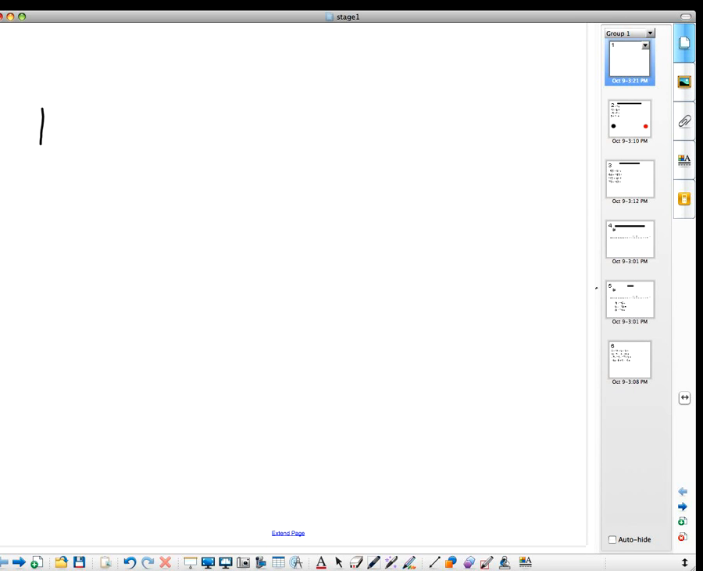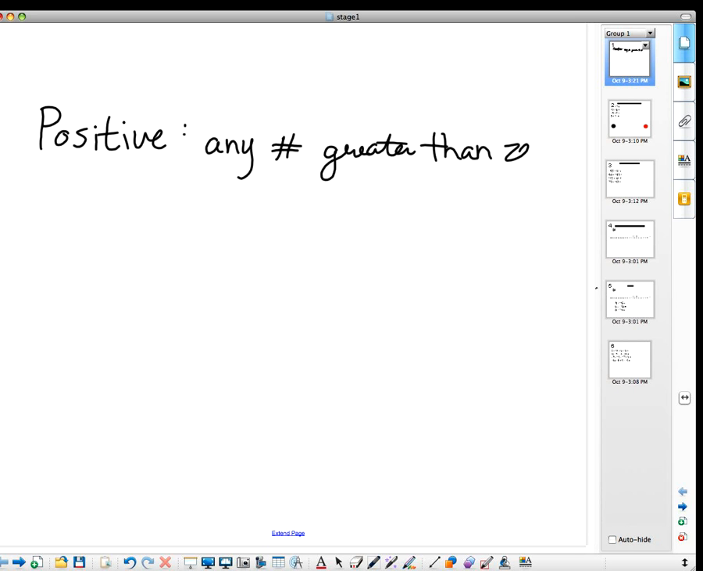First of all, what is a positive number? A positive number is considered any number greater than 0. Now this seems to be common sense, but greater than 0 is important because 0 is neither positive or negative. So, knowing that, the definition of our negative number is any number less than 0.